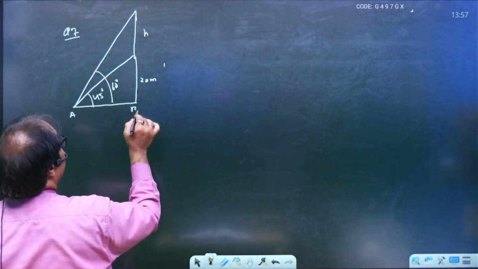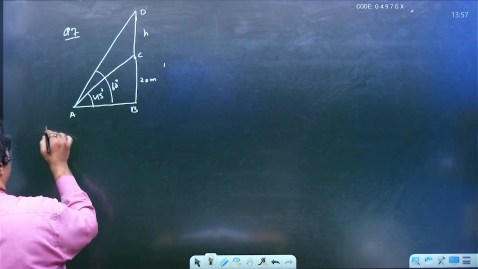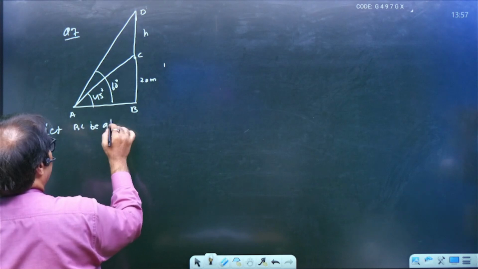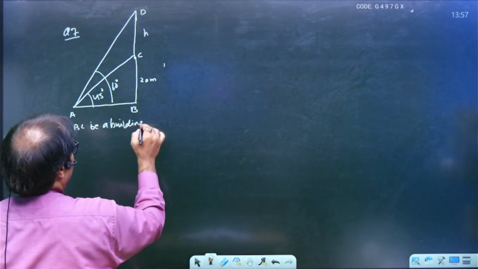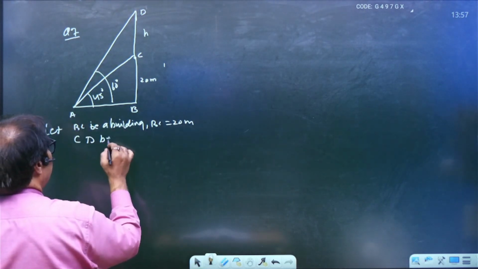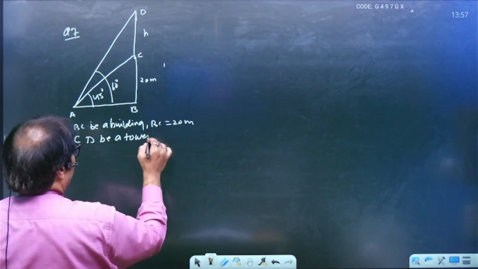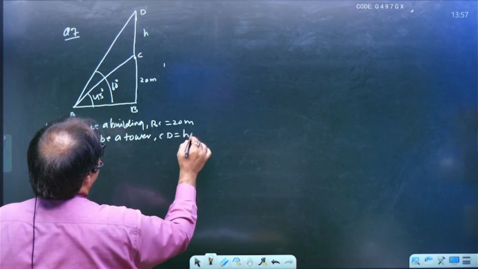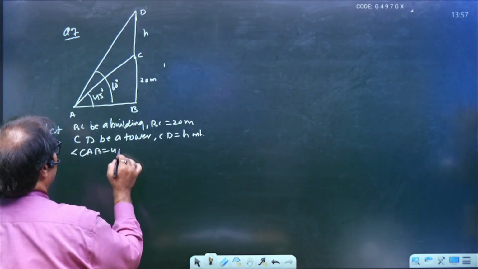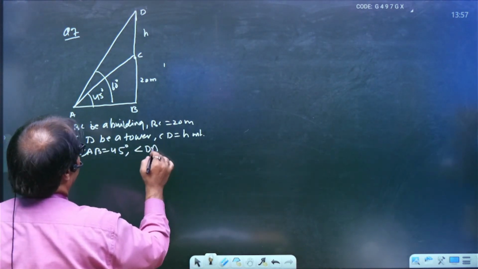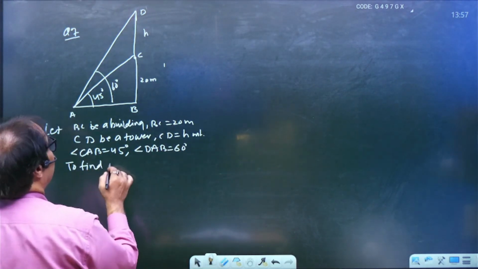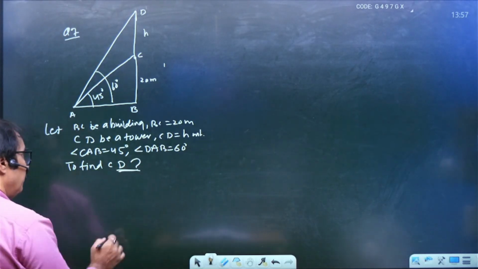This is A, B, C and D. So write the analysis. Let BC be a building such that BC is equal to 20 meter and CD be a tower such that CD is equal to H meter, and angle CAB is 45 degree and angle DAB is equal to 60 degree. Then we have to find CD.